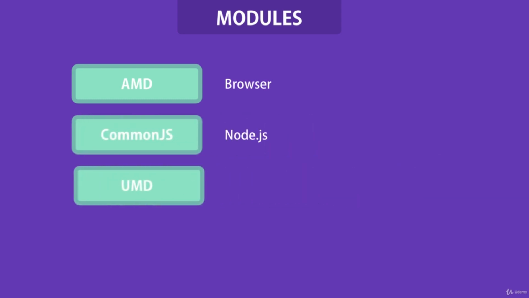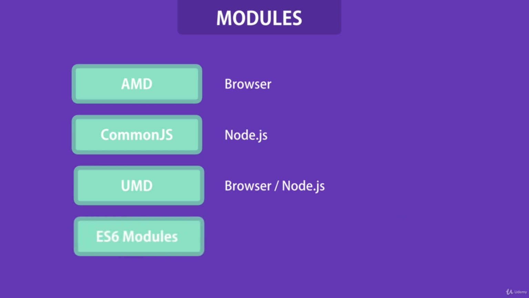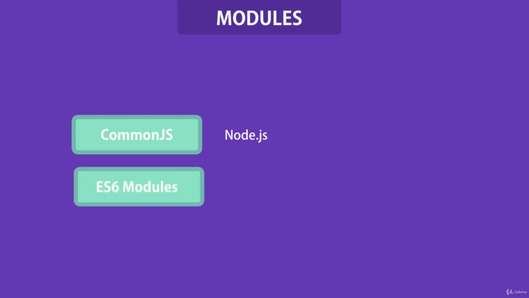We have UMD, which stands for Universal Module Definition, and this can be used both in the browser and in Node. So we use these module formats in ES5, but as of ES6, JavaScript natively supports a module format. Now, out of this list, we're going to focus only on two formats: CommonJS, because that's used in Node, and ES6 modules, because that's used in browsers.